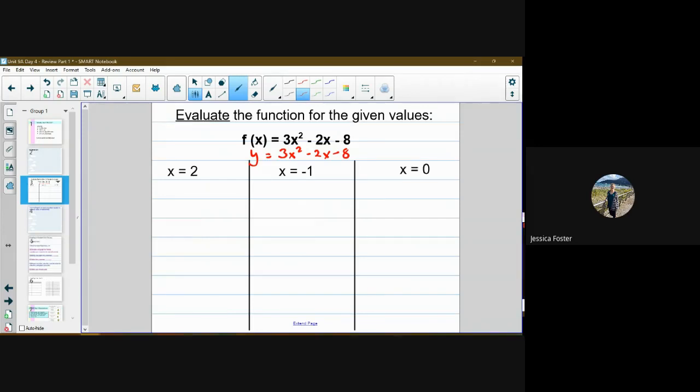So in this case, we're going to substitute in our x value and see what we get out for our y value, or our f of x. So I would encourage you to pause the video, try these 3 on your own, and then press play and see if we end up getting the same thing here.